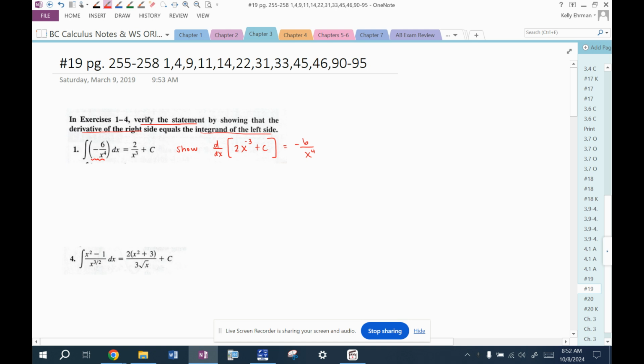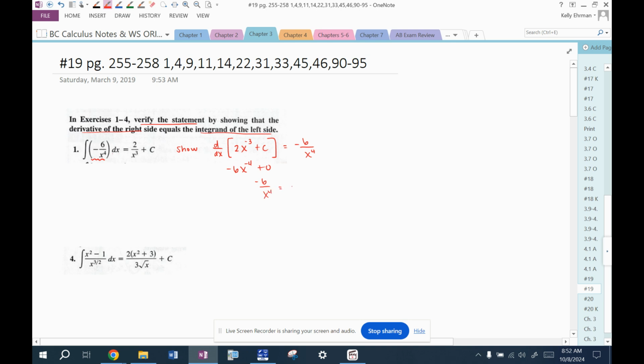You don't have to write the dx part. The integrand is just what's in parentheses there. Actually, I guess the dx part is part of the integrand, but whatever. We're just showing this part. Okay, so if we take this derivative, we get negative 6x to the negative fourth plus 0. And yeah, that's negative 6 over x to the fourth.